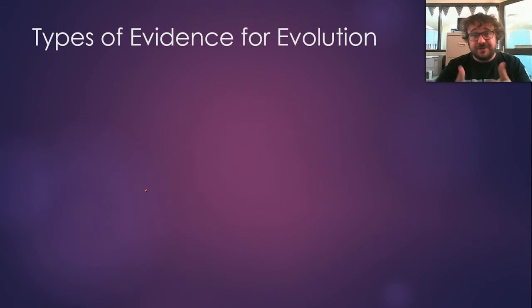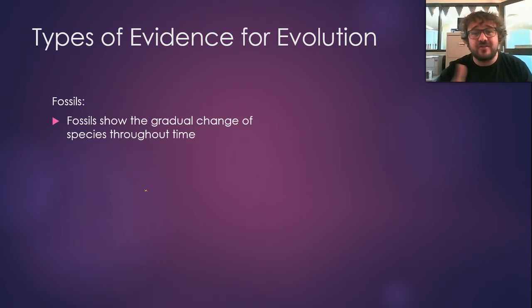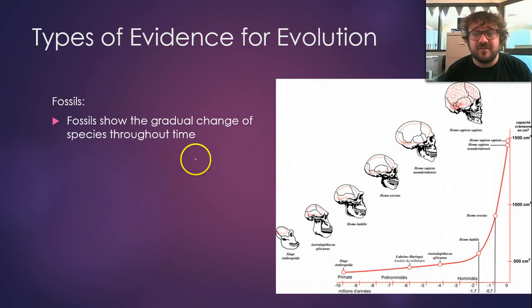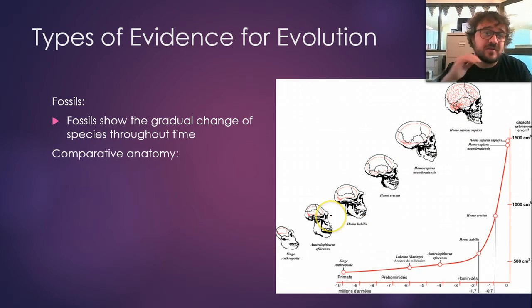All right, we're good. So, types of evidence for evolution. We look at 4 types of evidence for evolution here. First is fossils. Fossils show a gradual change of species through time. We saw that at the beginning slide with the whales. And here we see our ancestors. So we come along, here's Australopithecus africanus, and you see gradual changes as we go along through the millions of years to us now. And that's fossils.